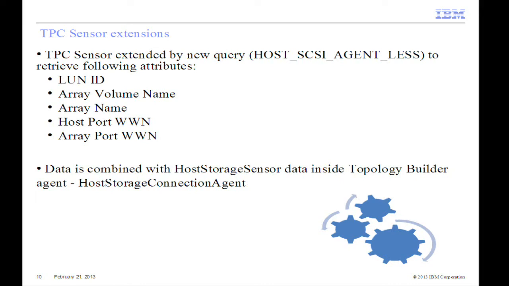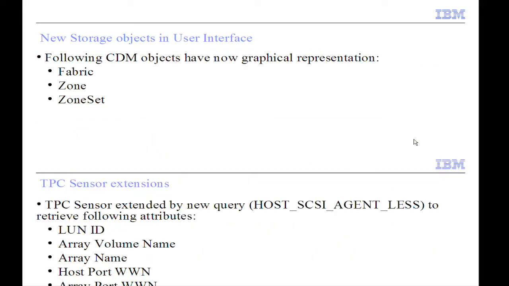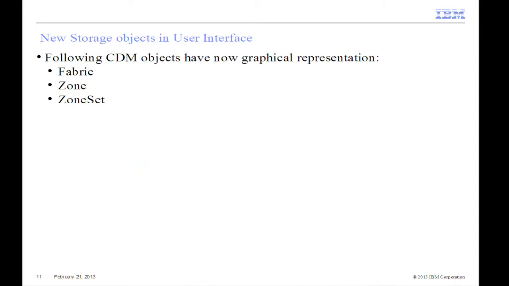The solution is to use discovery performed by host storage sensor that collects host worldwide port names and match this information with TPC data. It is important to understand that LUN IDs must match on both sides. In addition, TADDM user interface was enriched to show graphical representation of fabric and zone-related objects.